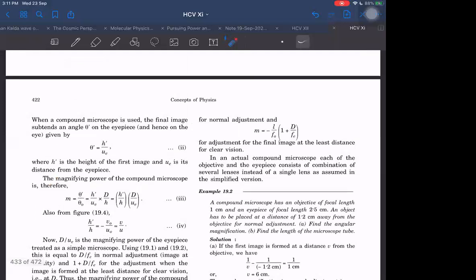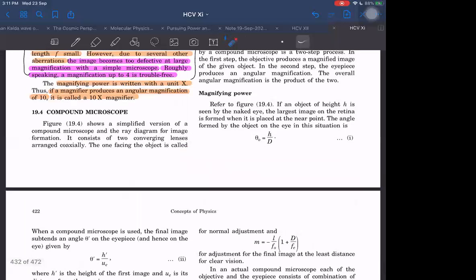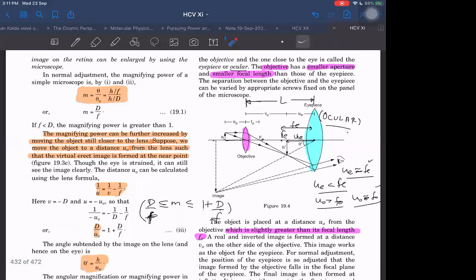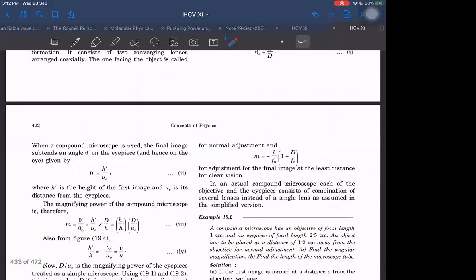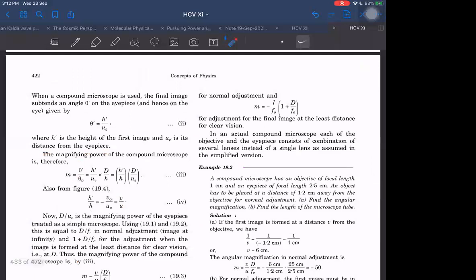To come to magnification directly, let me tell you which angles are formed here. One angle, if it is directly subtending, will be theta naught, and now it is subtending theta dash in place of theta naught. If I look at this height of object at a distance D with the naked eye, it will be subtending theta naught. But now it is subtending theta dash. So my advantage is theta dash upon theta naught.